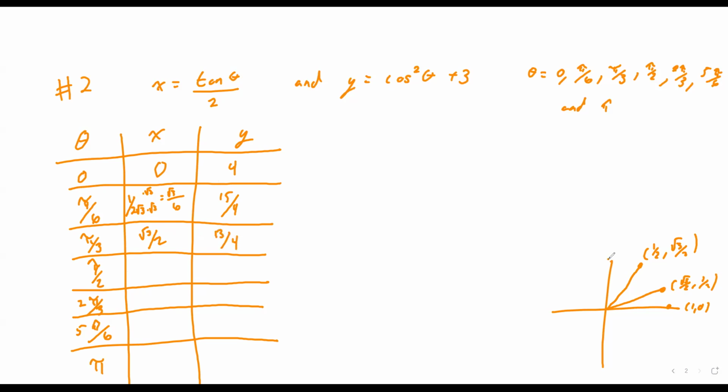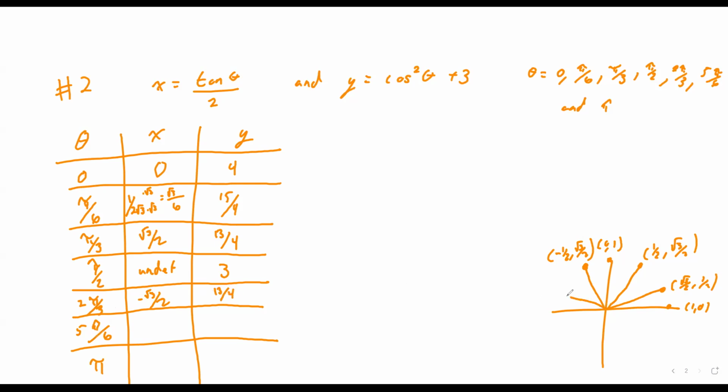Pi over 2 will be (0, 1). This time, though, it now becomes undefined at this point. Pi over 2 here, that would give me 0. 0 plus 3 is 3. 2 pi over 3, located right here, would now be (negative 1/2, square root 3 over 2). So then I'll just get negative square root of 3 over 2. Then negative 1/2 squared would be positive 1/4, plus 3, so that would give me back 13/4.